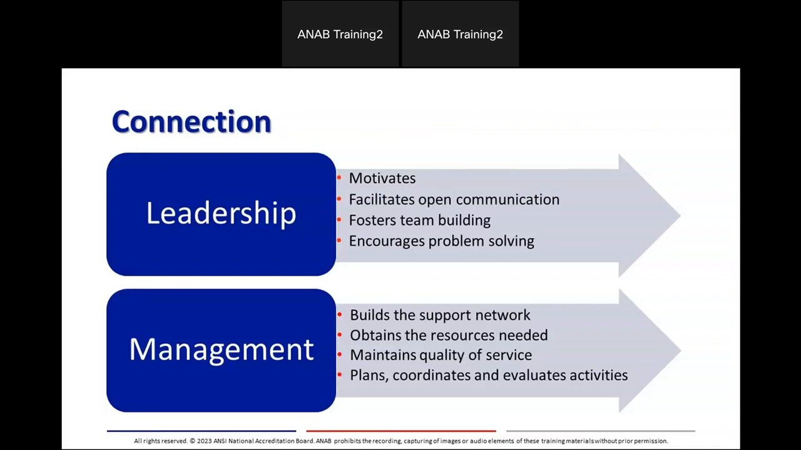The bottom line is we need connections. We need our customers' connections. We need connections with our colleagues, with our vendors, with our stakeholders. These connections really are the glue that holds it all together.